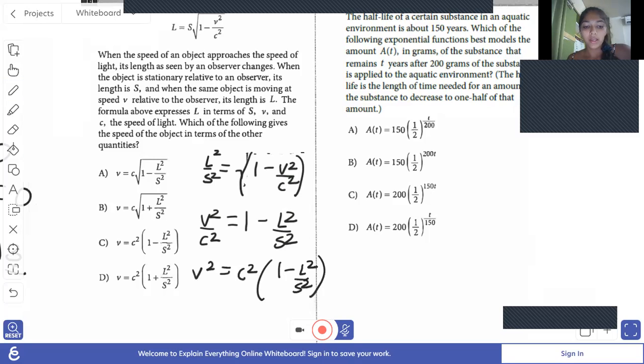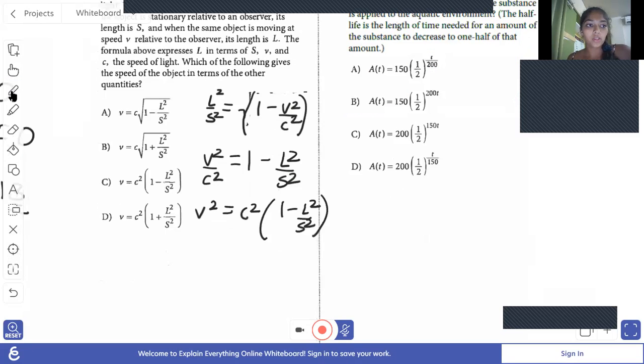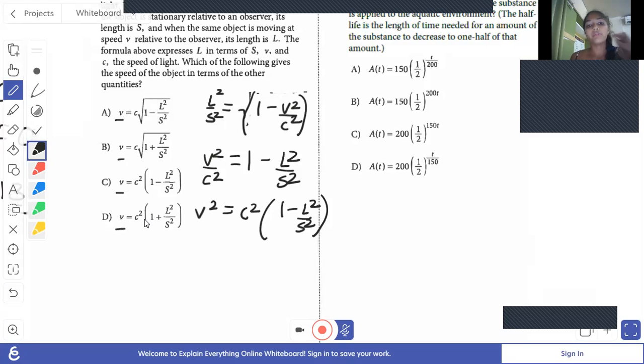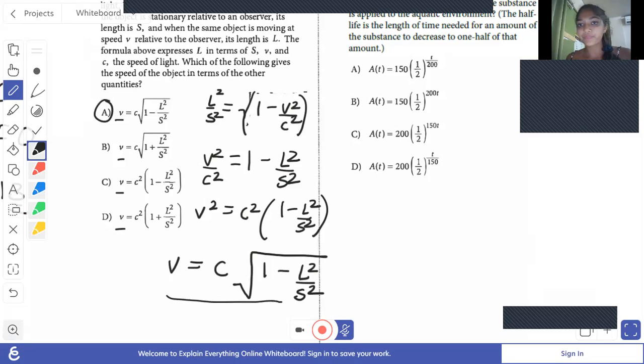Okay, and now here we have v squared, but we need to find the value of v, not v squared. So we're going to take the square root of both sides. We have v equal to the square root of c squared, which is c, times the square root of 1 minus L squared over s squared. Great, so it's option A, which perfectly matches our answer.